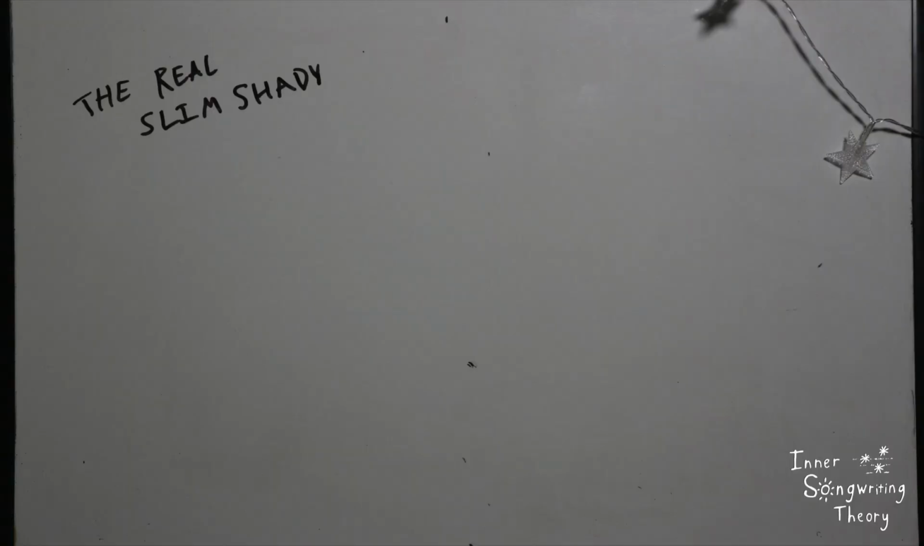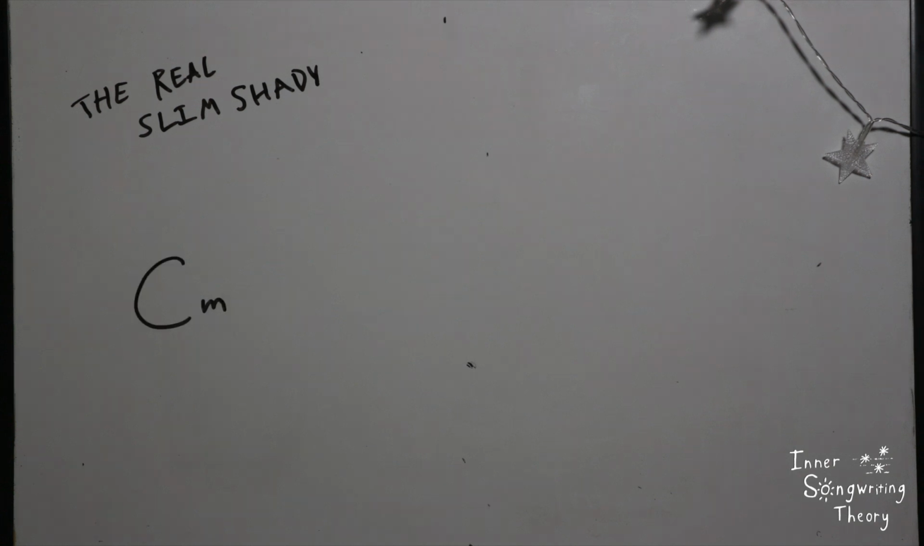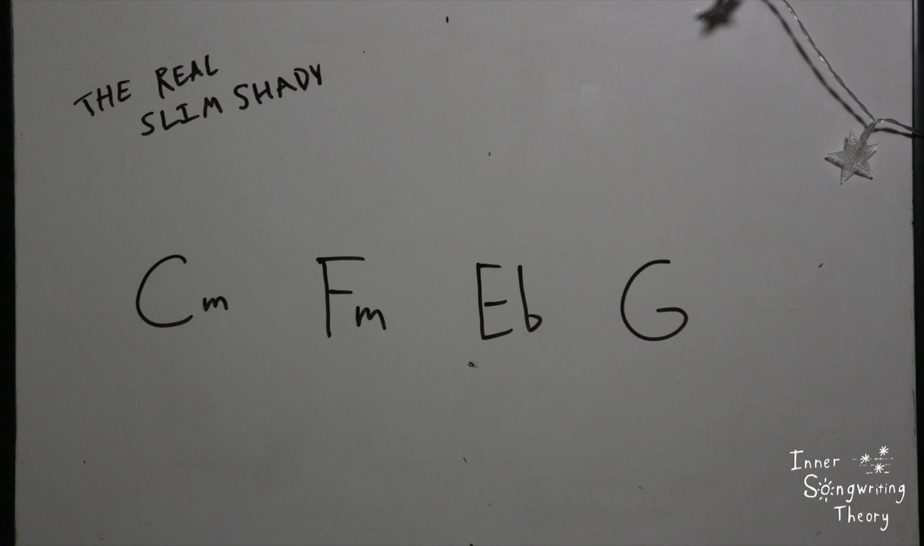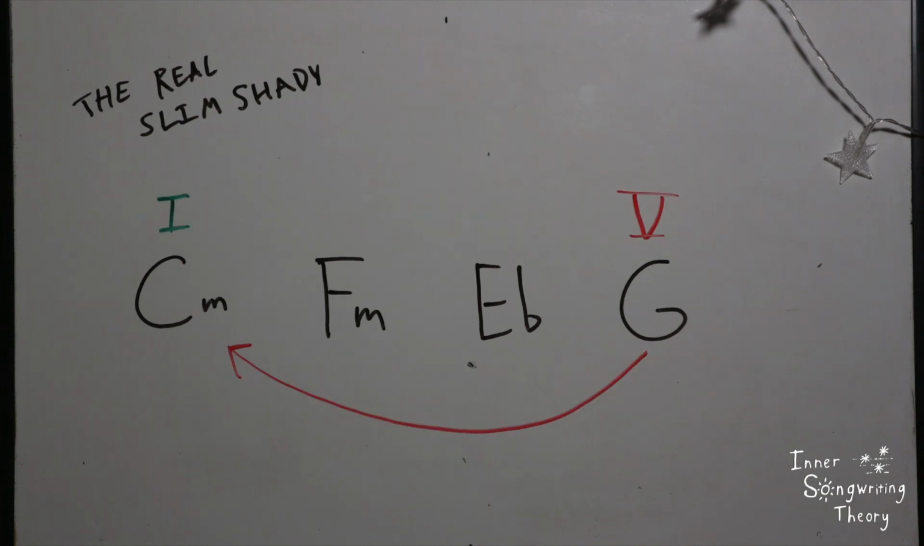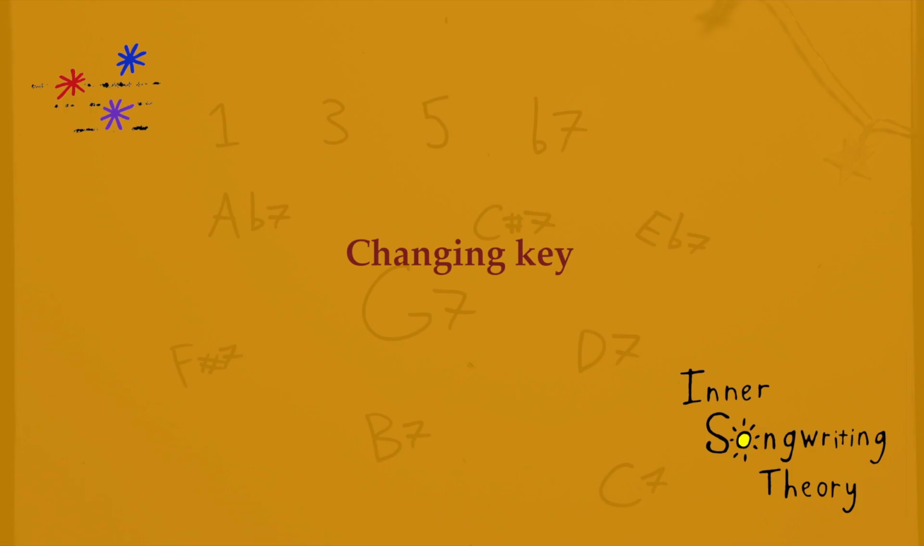Here's an example from Eminem's The Real Slim Shady, which features the repeated harmony of C minor, F minor, E flat and G, with the G acting as the dominant to our tonic of C minor, thus bringing us back to the beginning of the progression for another repetition. The perfect cadence combined with the minor key and the harpsichord give the beat a distinctive Baroque sound.